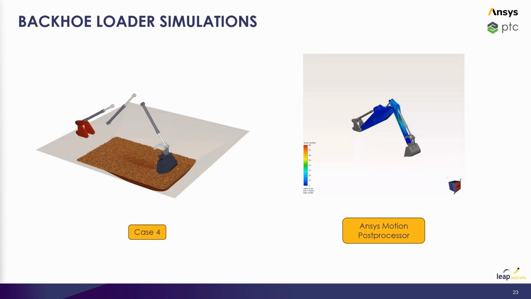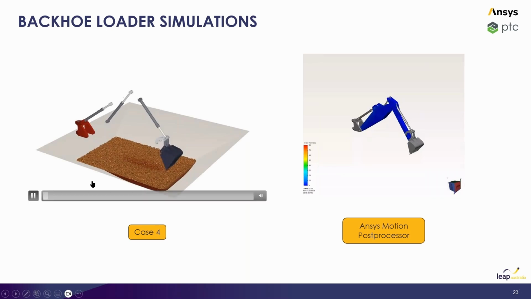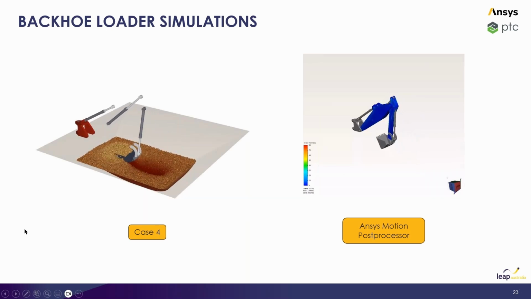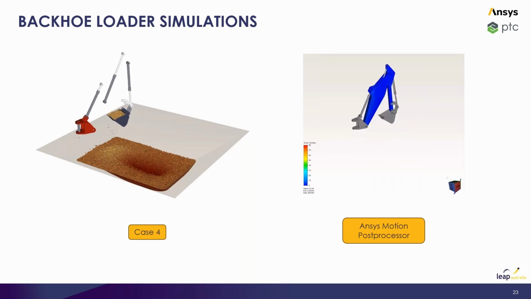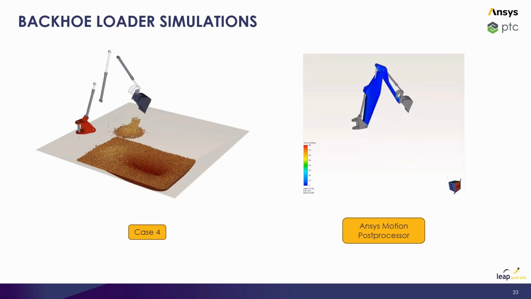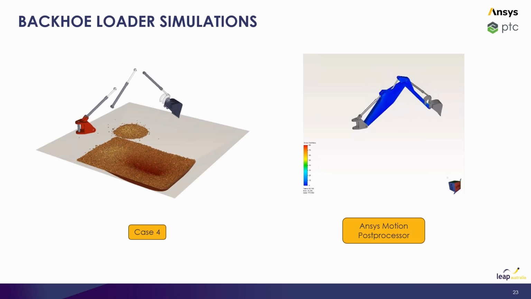So the flexible body case is a special one. We play those back. And this is because of course, the resulting stresses and deformations can be calculated in real time in Motion, but these flexible bodies don't actually interact with particles in Rocky. So that's just one limitation of the current implementation.